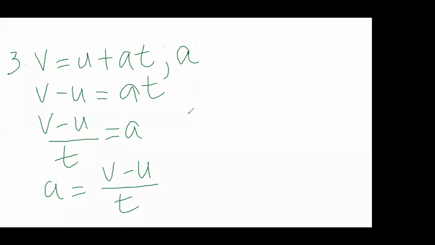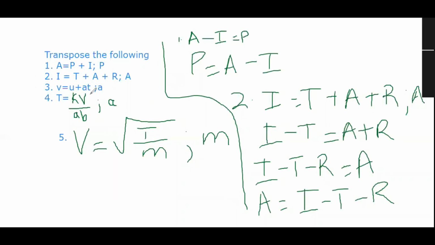Questions? Miss, but you could have transposed the T first. Yeah, you could have. Miss, the sum was V is equal to U plus AT. No, let's see, there's a T here. Miss, I didn't see it.